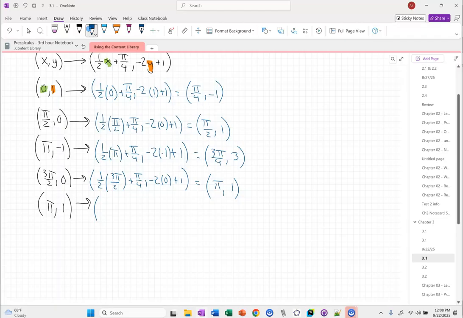Oh my gosh. Mr. Kulik, that last one's a 2 pi. Oh my gosh. I know, can't believe I did that. So I have pi plus a quarter, that's going to be 5/4, right? And then -2 times 1 plus 1 is -1 again.